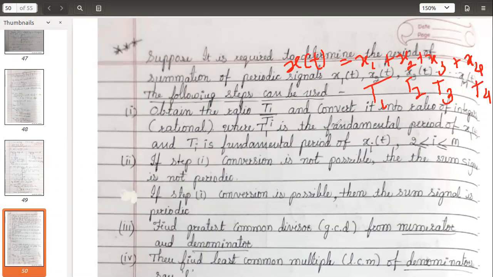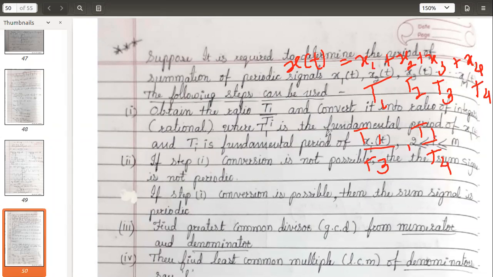If this is the case, then I have to find T1 by T2 one ratio, T1 by T3 second ratio, and T1 by T4 third ratio. Three ratios. Okay, four signals, three ratios. Five signals, four ratios. Ratios will be one lesser than the number of signals because T1 is common in all, so you are not doing T1 by T1. Okay, one less.